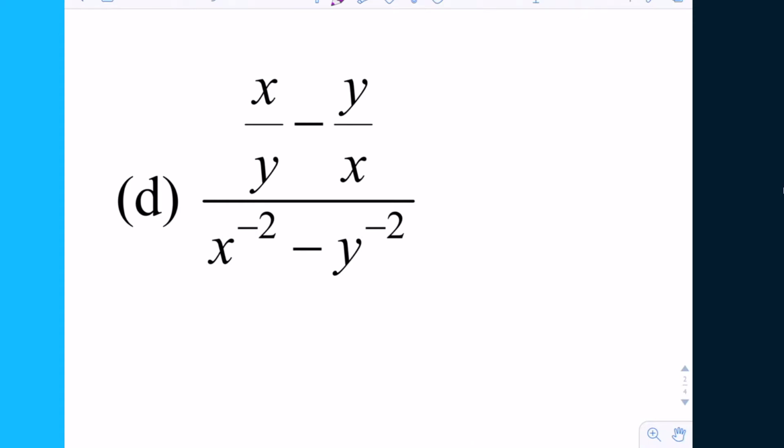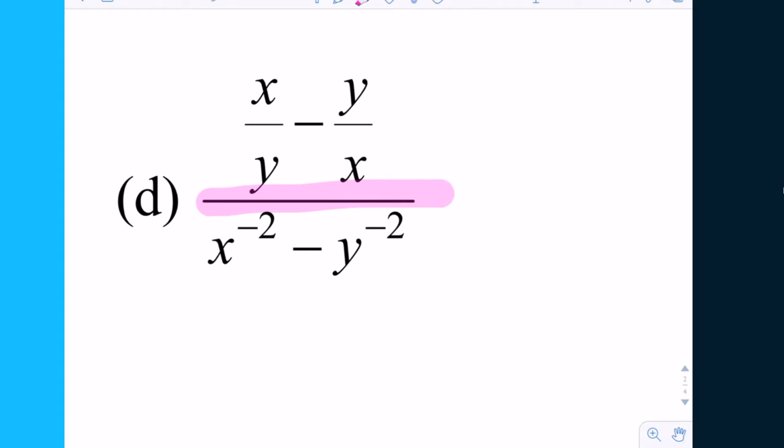This is a complex fraction. How do we know this is a complex fraction? What's the giveaway? A fraction within a fraction. That's right. You got a fraction within a fraction. So you have a division bar right there, and in the numerator of that fraction, you have fractions, right? Do we have fractions in the denominator? We do.